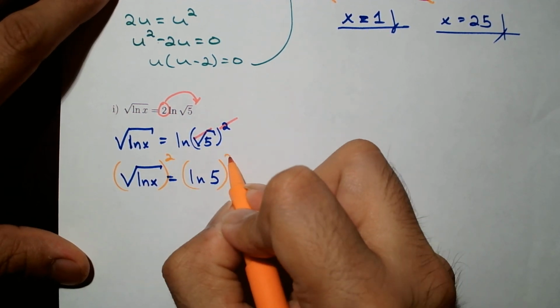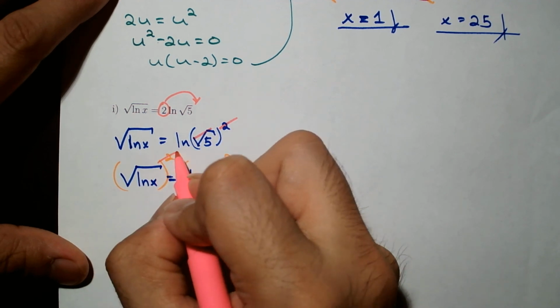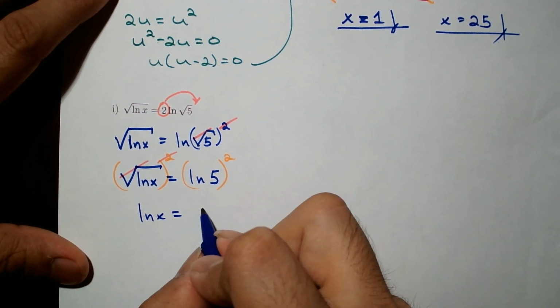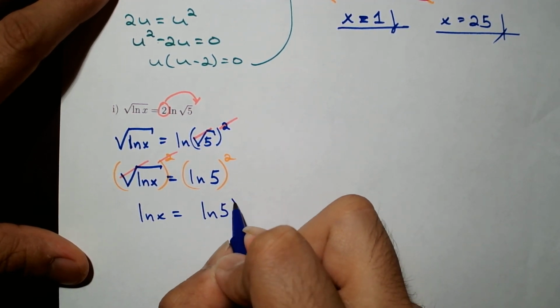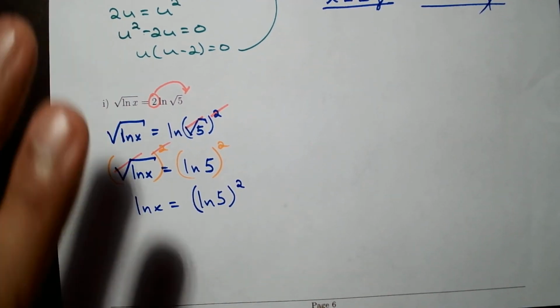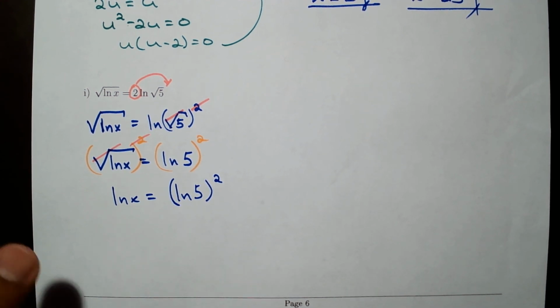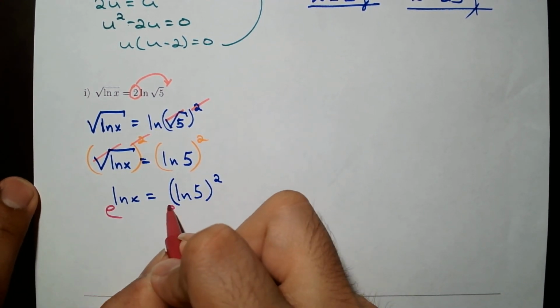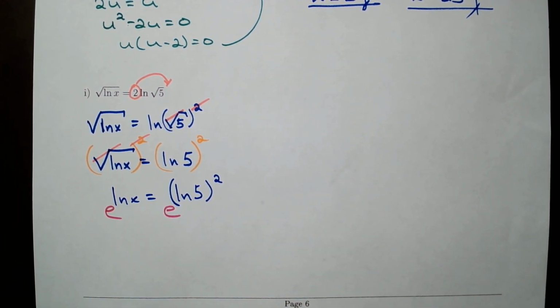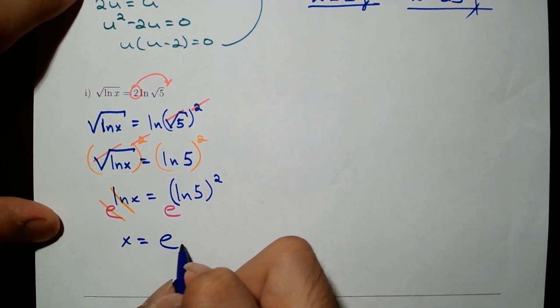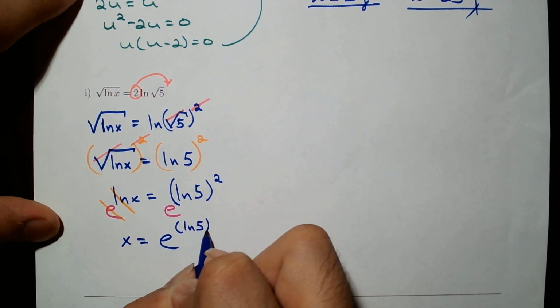Squaring and squaring. So we can cancel this square with this radical, and that's going to give us ln of x equals ln of 5 quantity squared. The final step here in order to get x by itself is to exponentiate both sides, and that's going to give us x by itself equals e to the ln of 5 quantity squared.